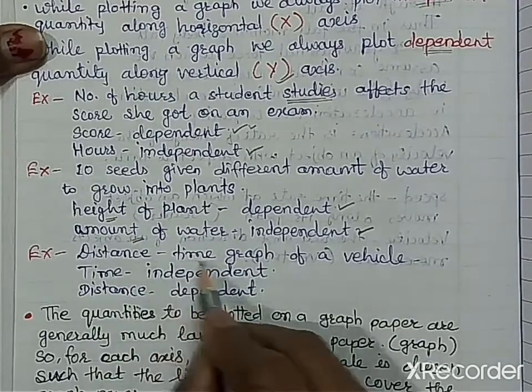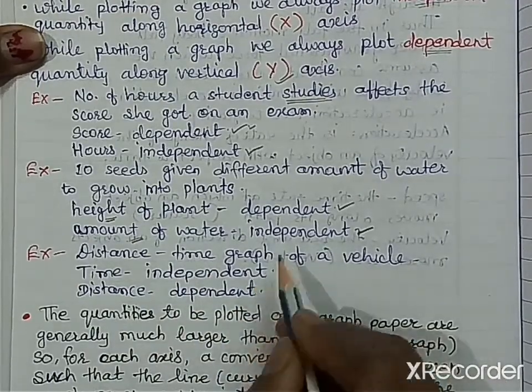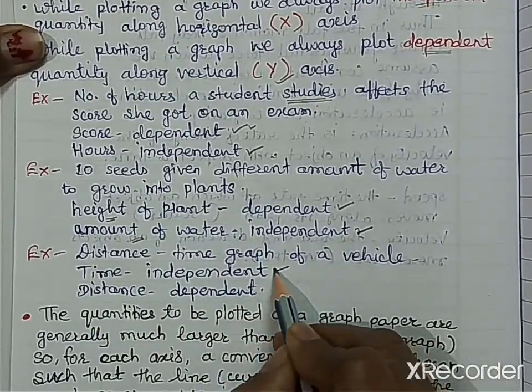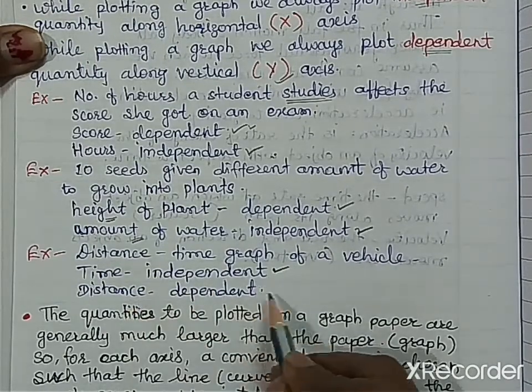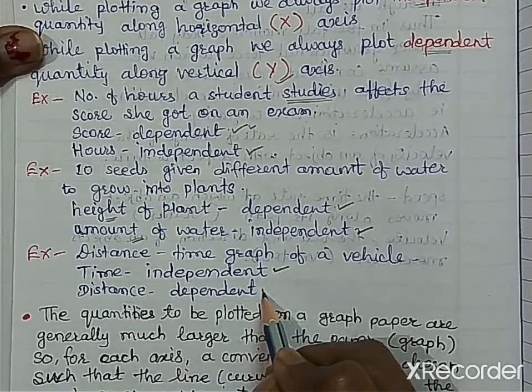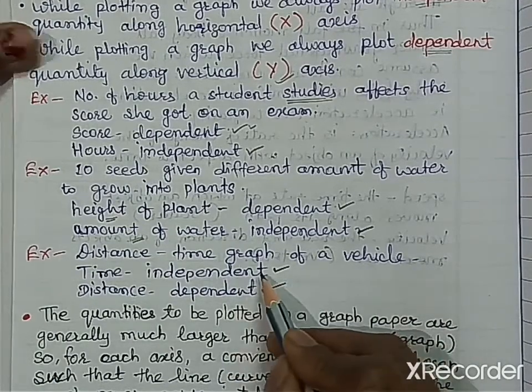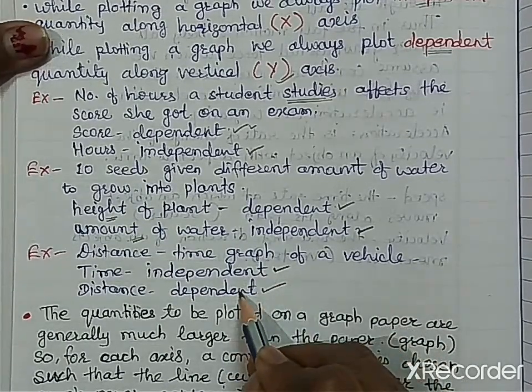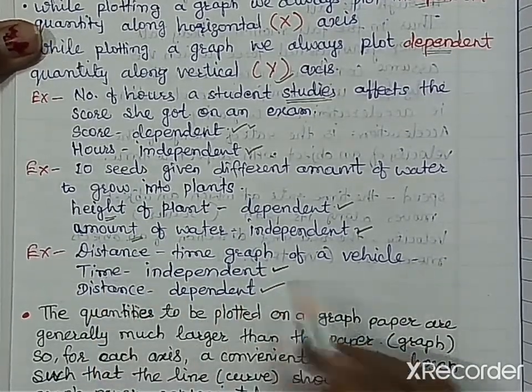Next example, the distance time graph of a vehicle. So time is the independent quantity here. According to time, distance is changing, so distance depends on the time. That's why distance is the dependent quantity and time is the independent quantity.